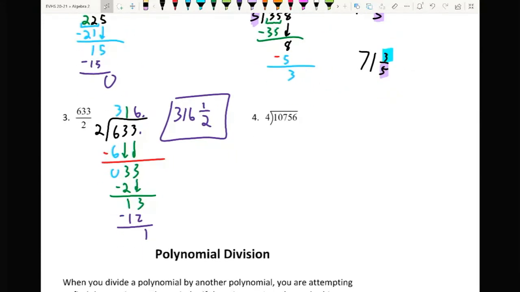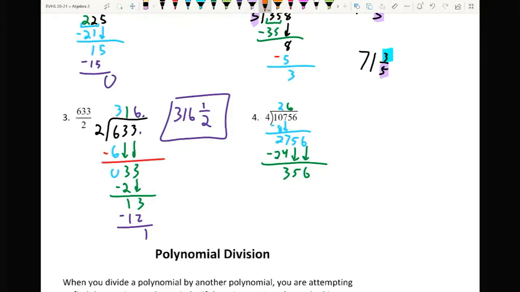All right. Now, this one's a little bit more complex. 4 can't go into 1, so we move on. 4 can go into 10 twice. 4 times 2 is 8, so subtract that out, and I get 27. Drop the 5 and the 6 as well. Now, how many times does 4 go into 27? Well, 4 will go into 27, I believe it's 6 times. 4 times 6 is 24. Subtract those and I get 3. The 5 and the 6 drop.